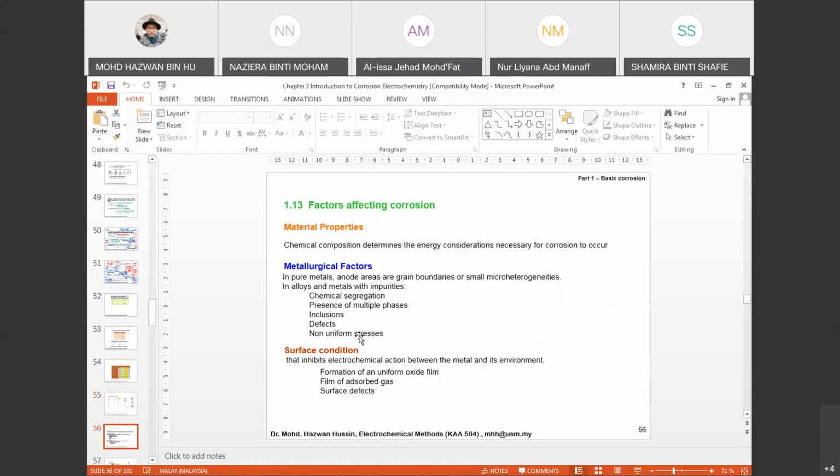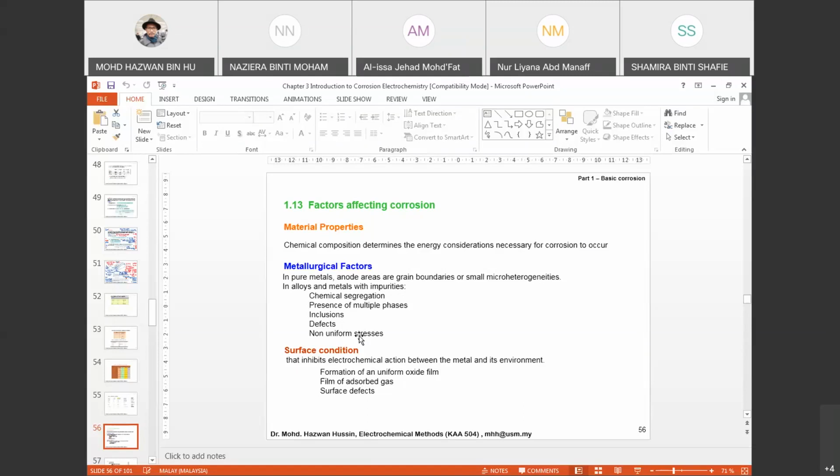Okay, factors that affect corrosion. These are a few things that you need to understand. Of course, things that can affect materials corrosion are basically the materials properties. The composition of metals or materials will determine whether the metals or the alloy will be corroded or not. So for alloys, for example, if it has been doped with zinc, then you know that this material can easily corrode.